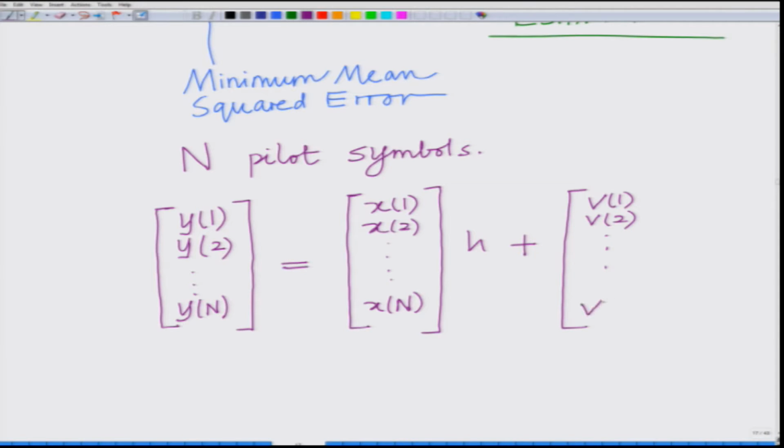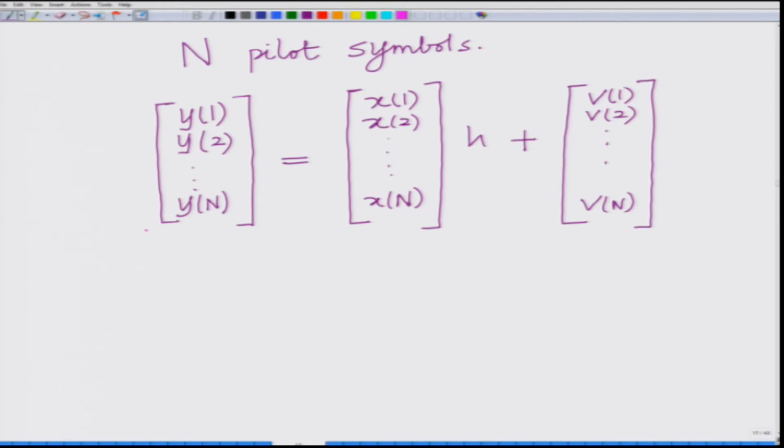v1, v2, up to vn. So we are considering the transmission of n pilot symbols x1, x2, xn, which we make the pilot vector x bar, the corresponding n received symbols y1, y2, yn, which form the received vector y bar, and the noise samples v1, v2, vn, which form the noise vector v bar, and of course the channel coefficient h.